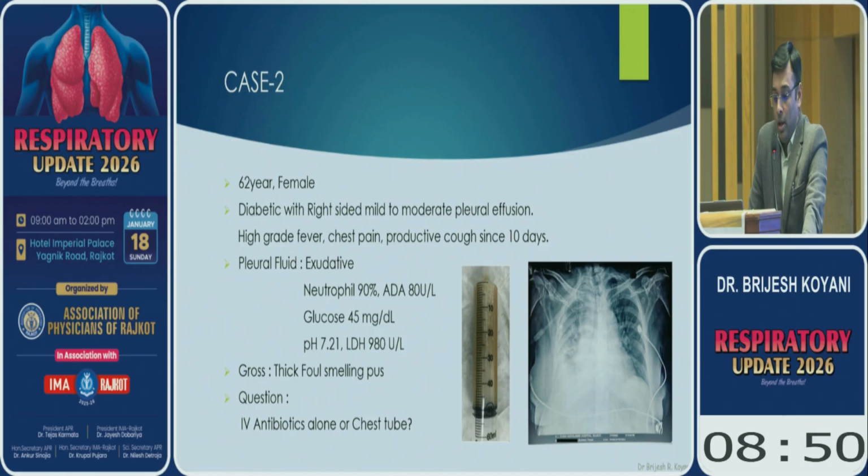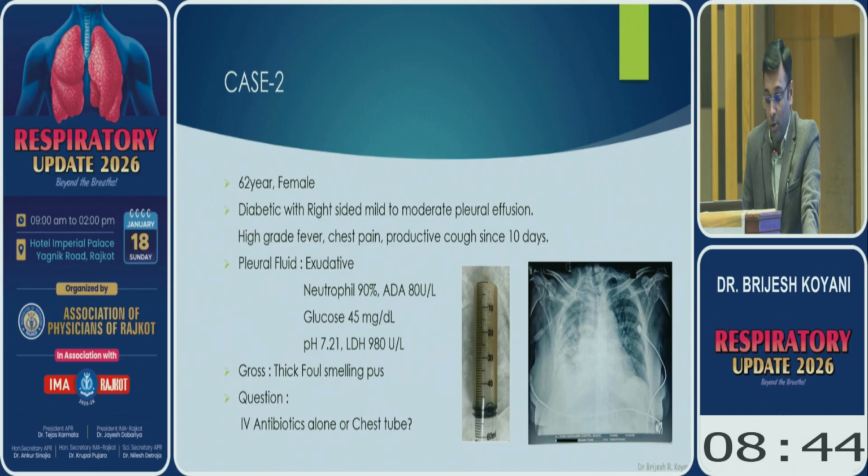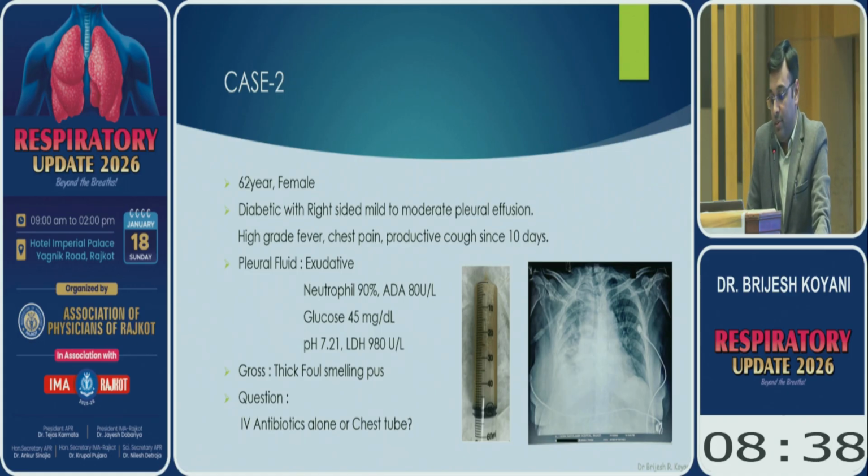Next, we'll go with the second case. A 62-year-old female. You can see the chest X-ray, she had a right-sided moderate pleural effusion. The patient was diabetic. She presented with high grade fever, chest pain, and productive cough since the last 10 days. And you can see it was frank pus. Analysis showed an exudative effusion, neutrophilic, 90% neutrophils.